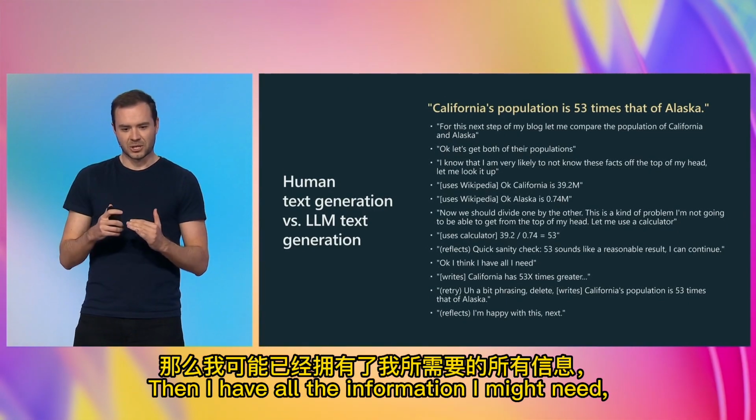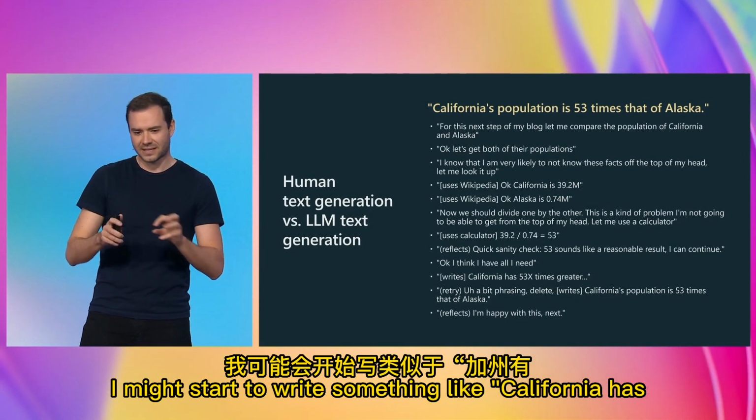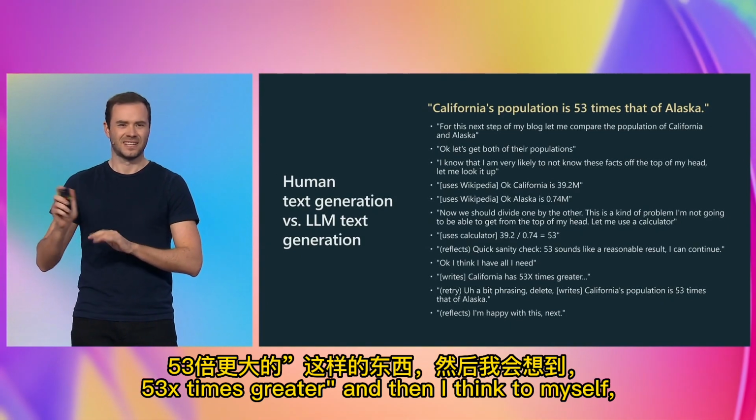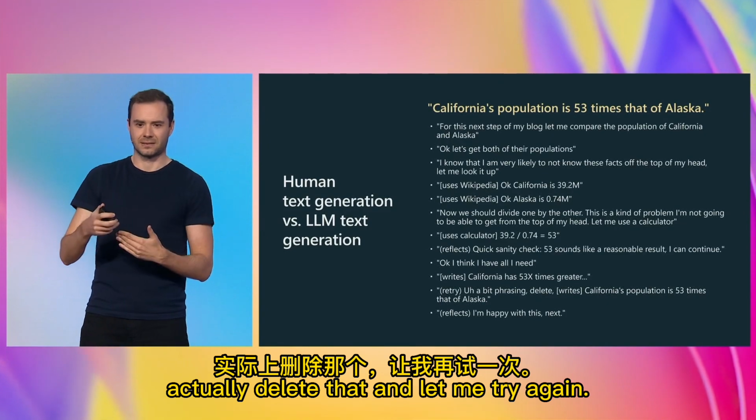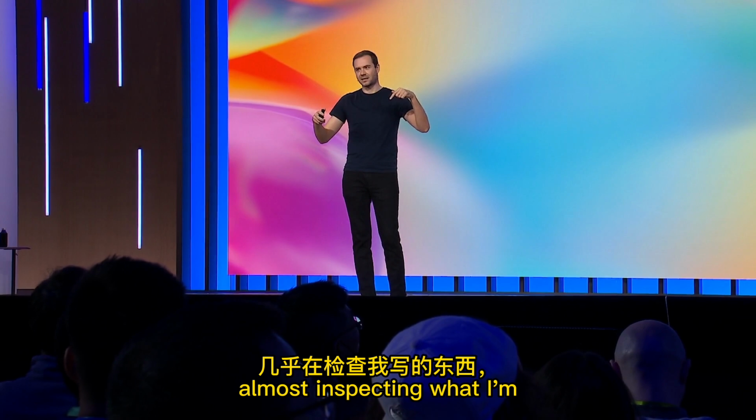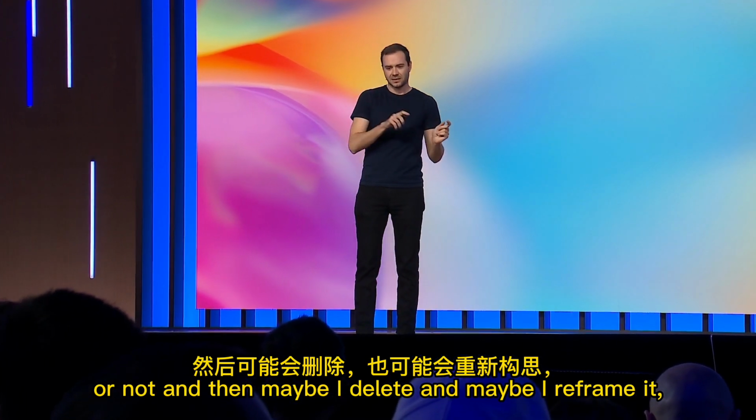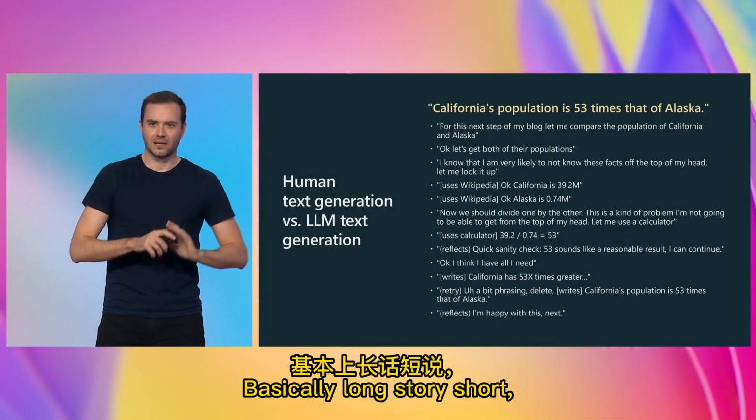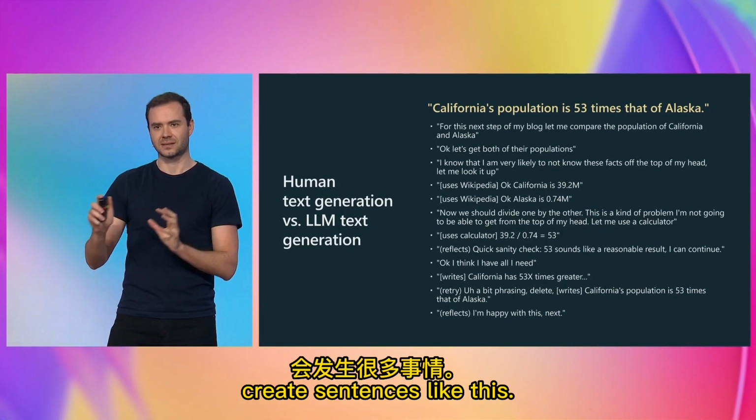So then I have all the information I might need, and now I get to the creative portion of writing. So I might start to write something like, California has 53x times greater, and then I think to myself, that's actually really awkward phrasing, so let me delete that and try again. As I'm writing, I have this separate process almost inspecting what I'm writing and judging whether it looks good or not. And then maybe I delete, and maybe I reframe it, and then maybe I'm happy with what comes out. So basically, long story short, a ton happens under the hood in terms of your internal monologue when you create sentences like this.